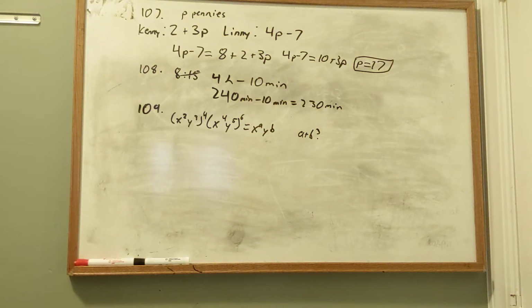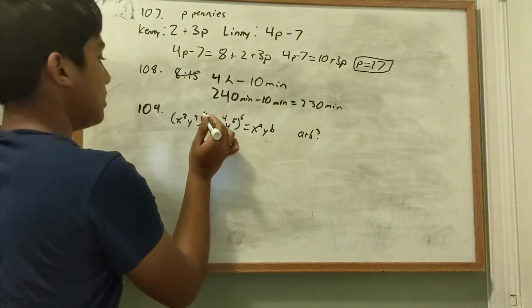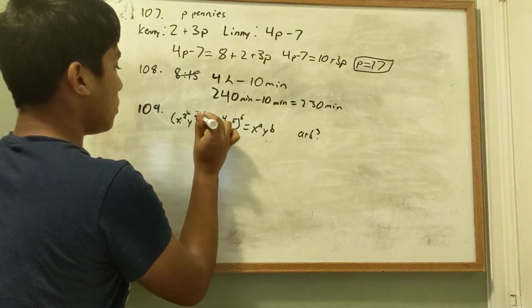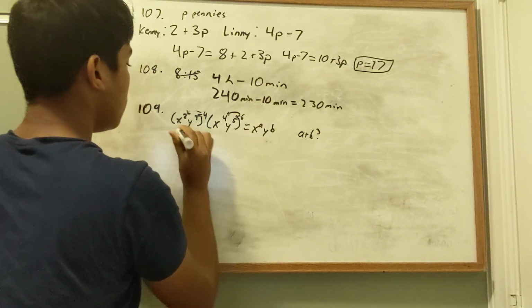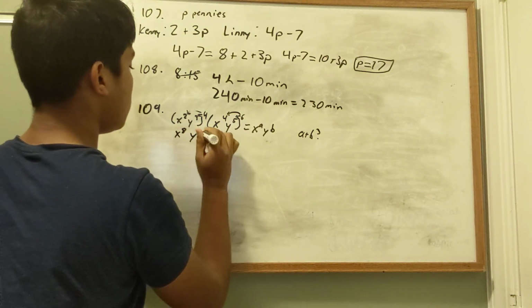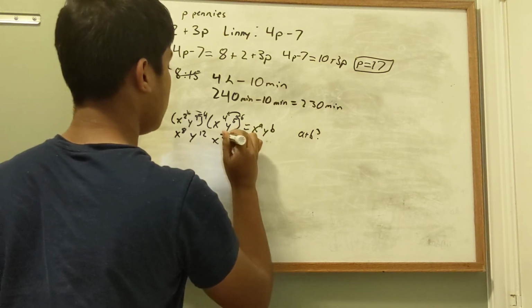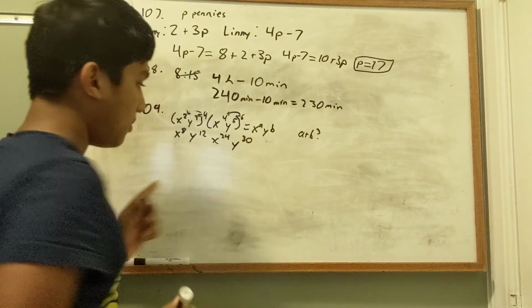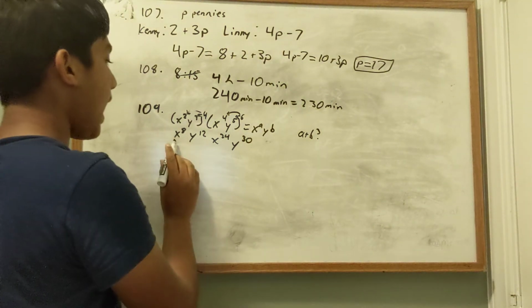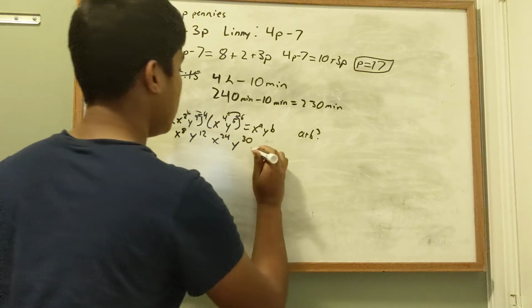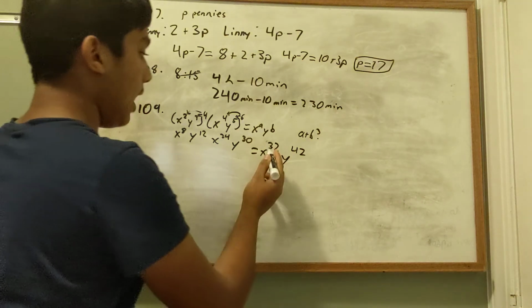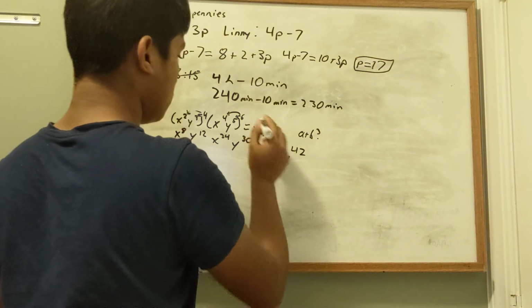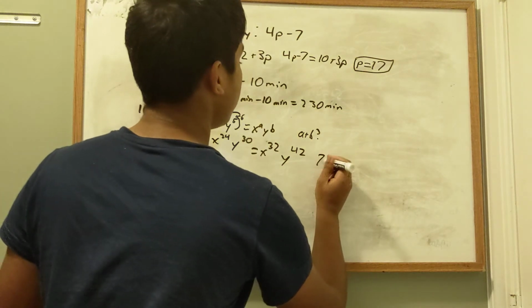We can use exponent rules to break this down. Exponents distribute like this, and you multiply this exponent into that exponent. So here you'll get x to the 8th, y to the 12th, times x to the 24th, y to the 30th. And when you multiply like this, you add the exponents: 8 plus 24, 12 plus 30. So you'd get x to the 32 and y to the 42. You add these numbers to find a plus b, because 32 would be a and 42 would be b, and you get a sum of 74.